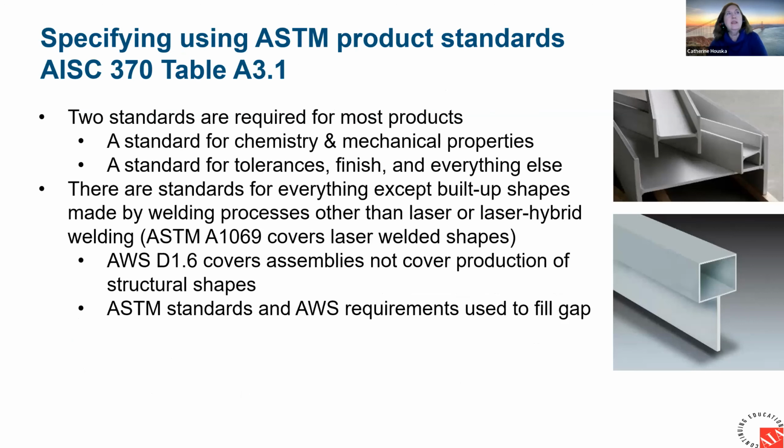There's a table in AISC 370, A3.1, that shows which ASTM specifications you need to be using. And generally, there are at least 2 that you will need to call out when you specify material. One for chemistry and mechanical properties, and the other for tolerances, finish, handling, everything else. Sometimes you need to use more specifications depending on what you are specifying.